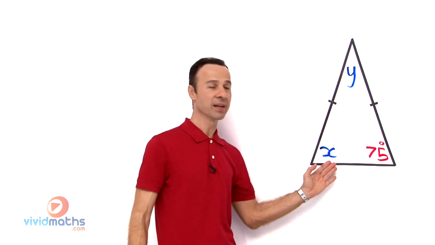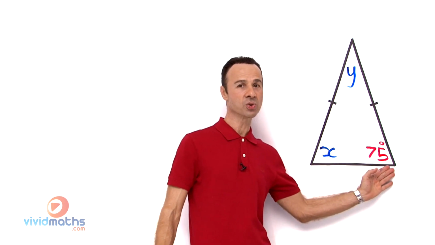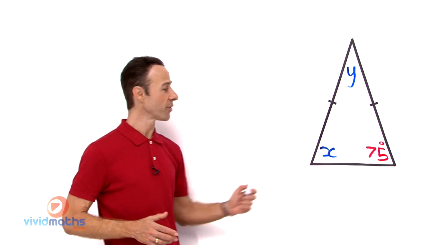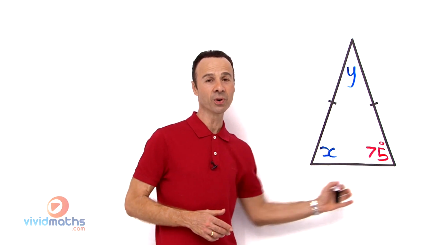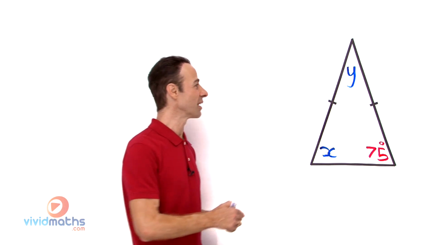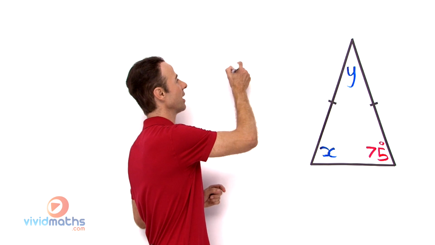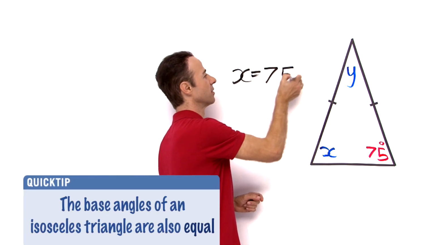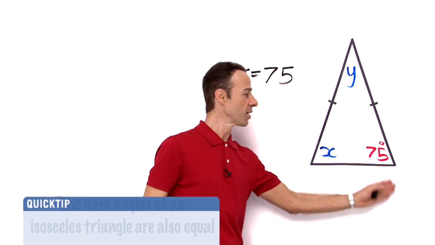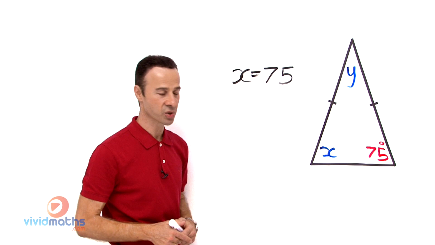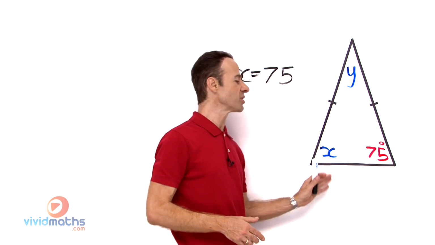Well, x is a base angle. 75 is also a base angle. That means if it's an isosceles triangle, that the base angles are what? I said it before. They are equal, exactly the same. So let's write that out. That means that x equals 75. So x is 75. This side is 75. Why? Because base angles of an isosceles triangle are equal. So we know what that is down there.